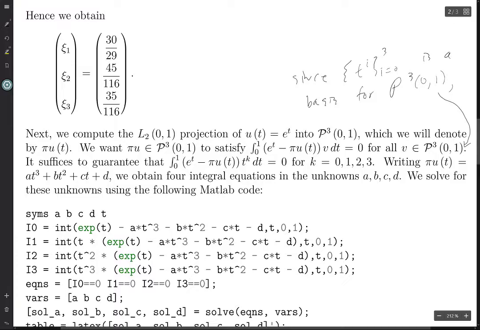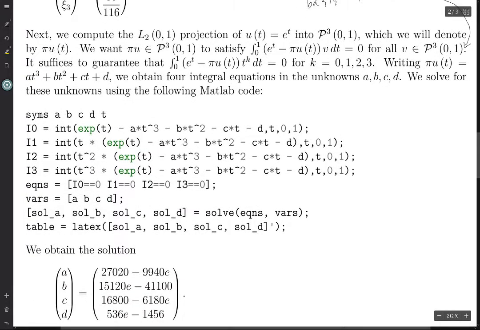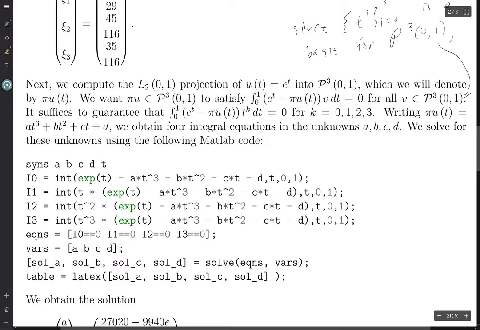And again, the previous one I could have done by hand, but it was a lot easier to use MATLAB. Here, you don't want to touch this without MATLAB, because for I0, you're integrating from 0 to 1 e to the t minus at cubed minus bt squared minus ct minus d, which is just this thing. And of course here you're just multiplying by v equals 1, so you don't even include that. And it's an indefinite integral, you can do that.